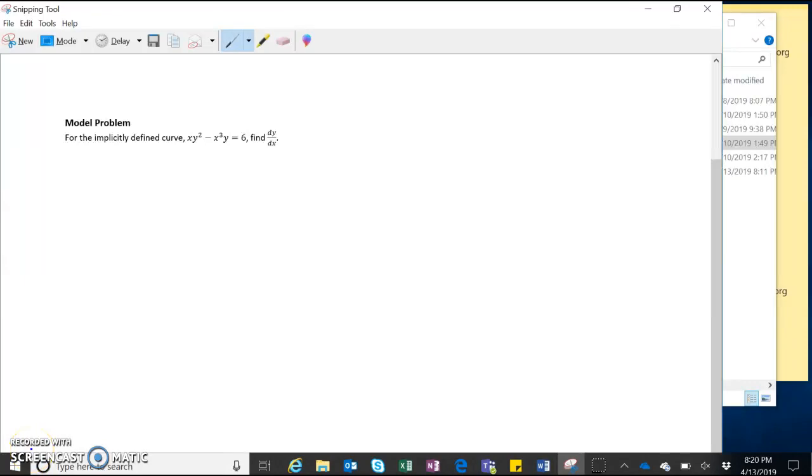Hi guys, this is the model problem for your pre-work for tomorrow's lesson on implicit differentiation. This has been a big struggle for a lot of us. I'm on page 20 of your packet. If you're not there, pause the video, go grab your packet and start again when you're ready.